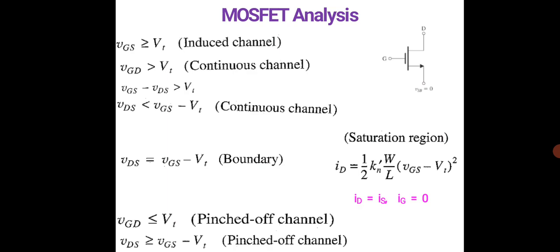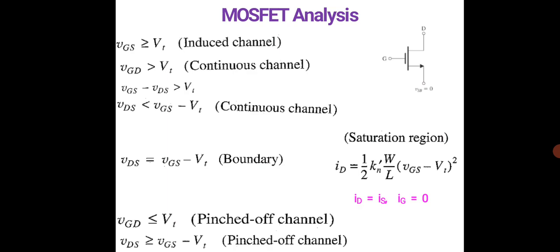So here, for the boundary, we have it for the pinched off channel, then you have it for the saturation region. At the saturation region, the drain current will be equivalent to the source current, and the gate current will be equal to 0. So of course, we know that we have an induced channel, or it could be a continuous channel, or it can be at the boundary level.